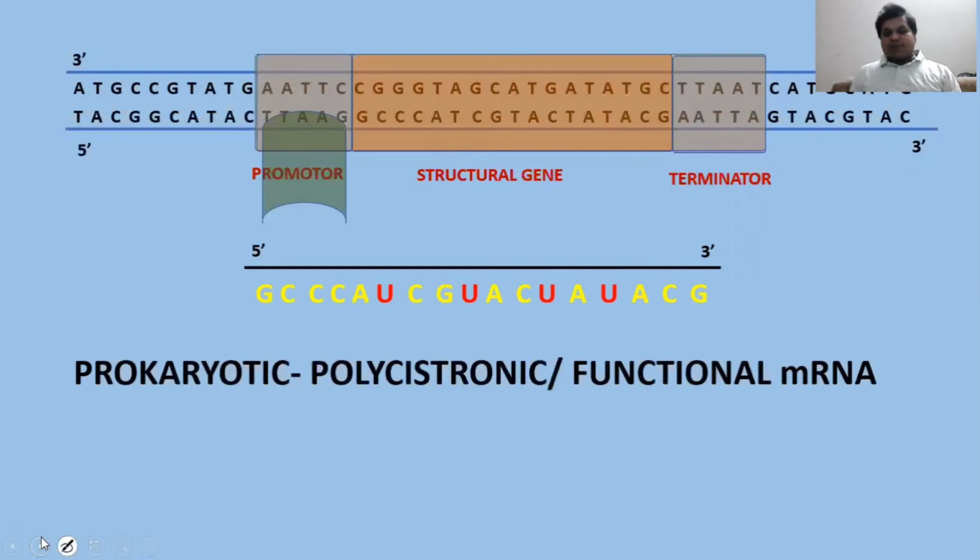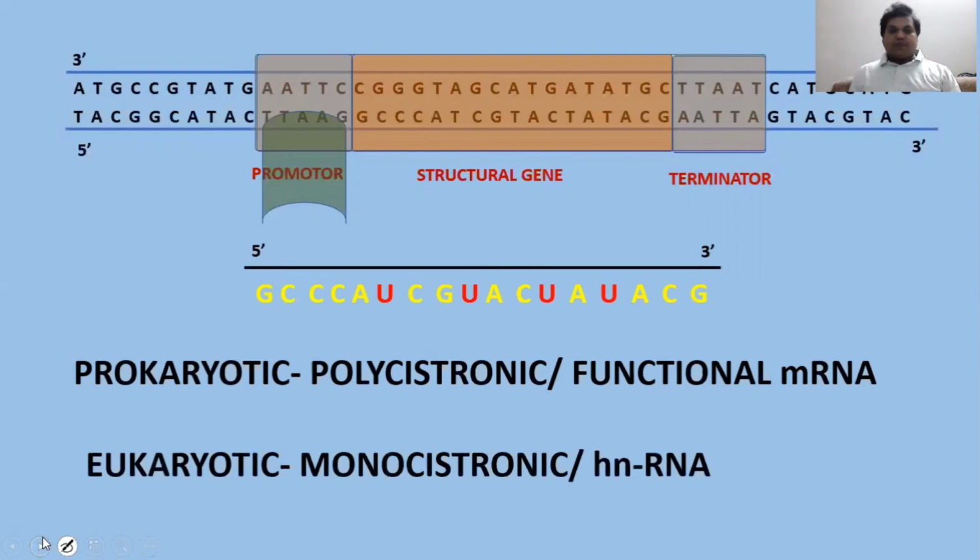Now, if it is a prokaryote, the mRNA which is formed is polycistronic and functional mRNA, meaning it does not require any further processing. If it is a eukaryote, then remember the mRNA is monocistronic, that means it can produce only one protein, and it is referred to as hnRNA, heterogeneous nuclear RNA, because it will require further processing.